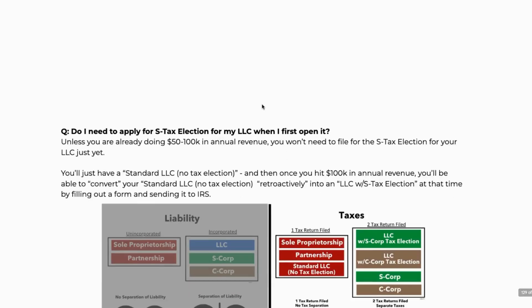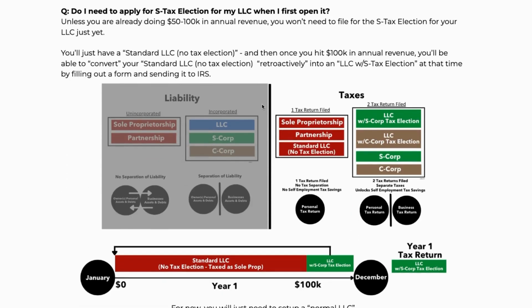And then the question is, do I need to apply for an S-Corp tax election when I first open my LLC? And we've just answered that question, right? Unless you are already doing $50,000 to $100,000 in annual revenue, you will not need to file for that S tax election for your LLC just yet, okay? So you're just going to have a standard LLC, and then once you hit that $50,000 to $100,000 in annual revenue, you'll be able to convert your standard LLC that has no tax election retroactively into an LLC with an S tax election at the time of filling out the form and sending it out to the IRS.